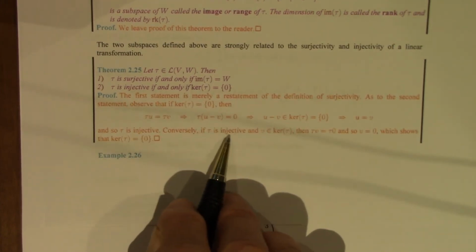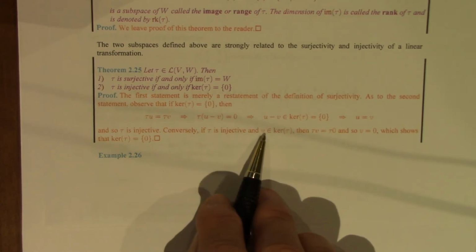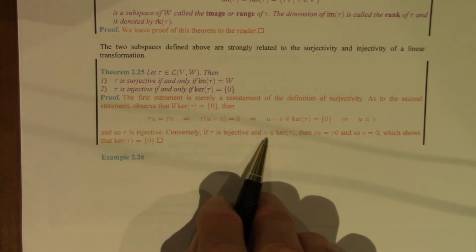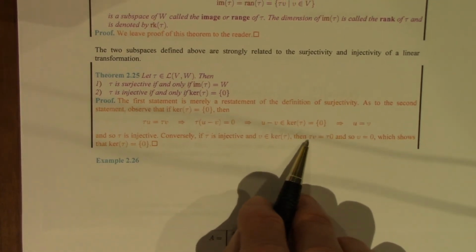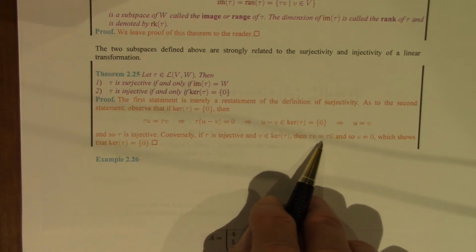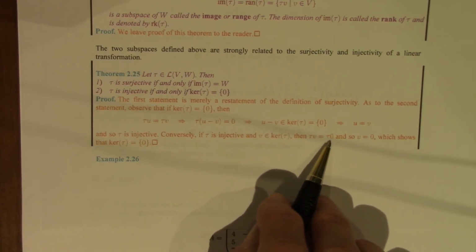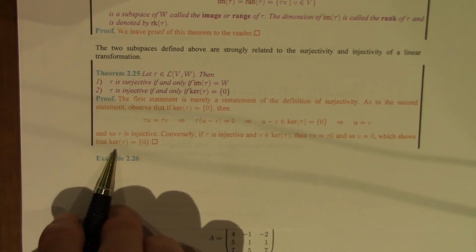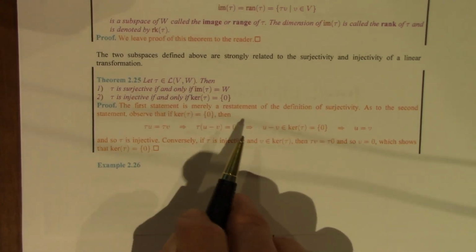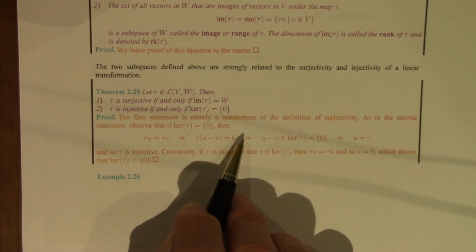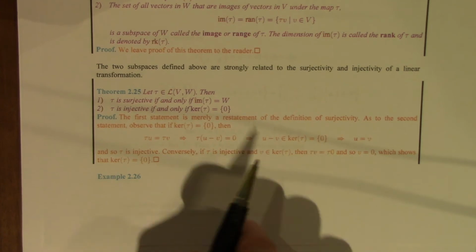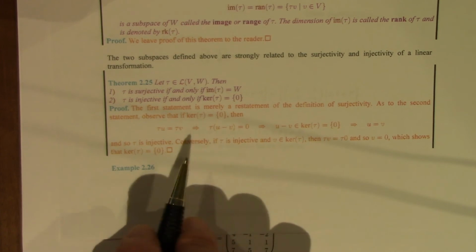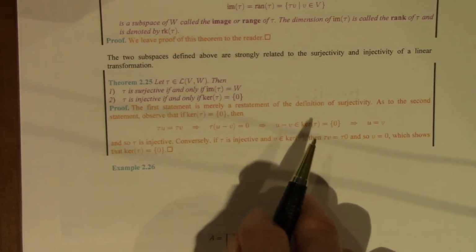Conversely, if tau is injective and v is in the kernel of tau, then tau of v will equal 0, or in other words equal tau of 0. And so the injectivity implies v equals 0, and so the kernel is trivial. This is a very simple proof, especially in this direction, but it works only because tau is linear, and we're dealing with a linear structure.